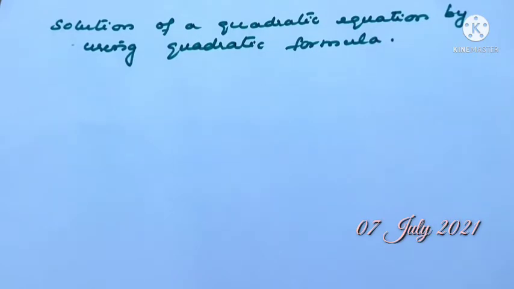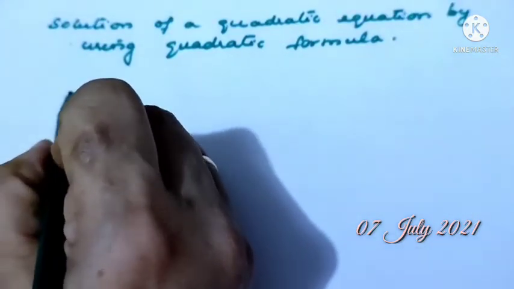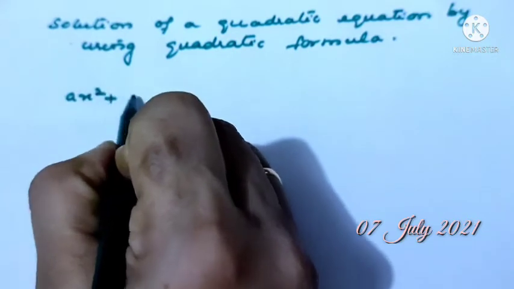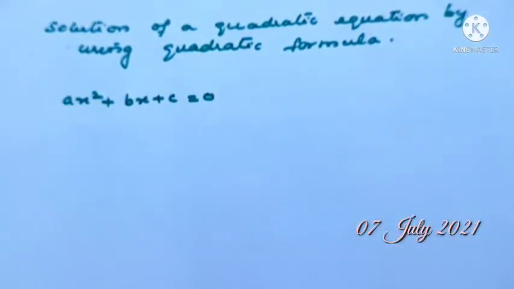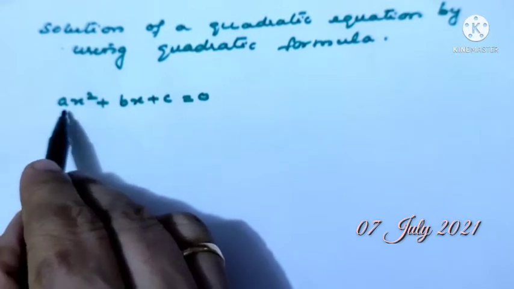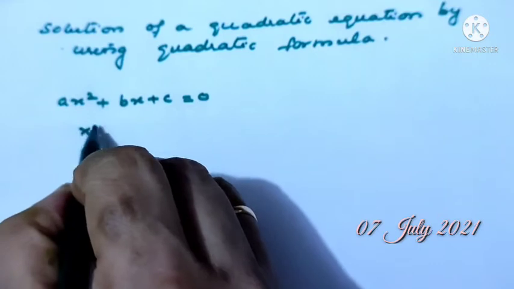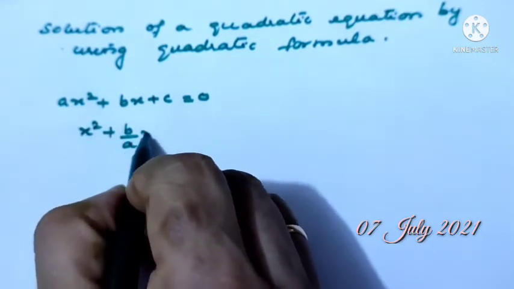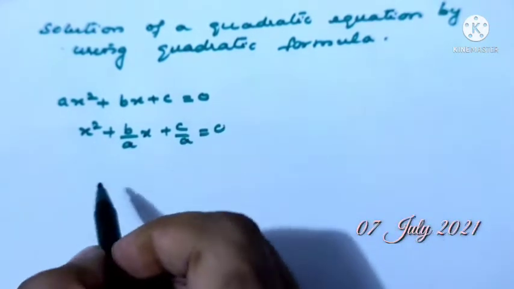So how to derive the quadratic formula? Let us start with the quadratic equation. Consider the quadratic equation ax square plus bx plus c equal to 0. We are using the method of completing the square only. So we divide throughout the equation by the coefficient of x square, which is a. So x square plus b by a x plus c by a equal to 0.